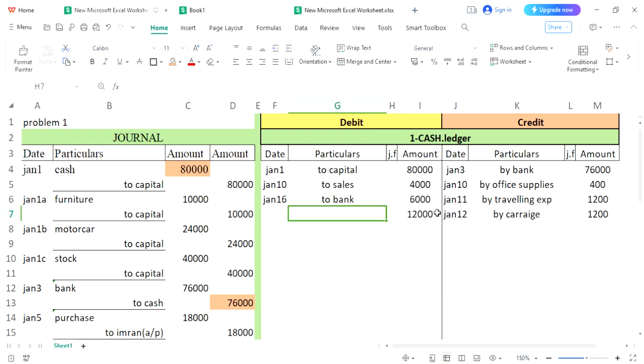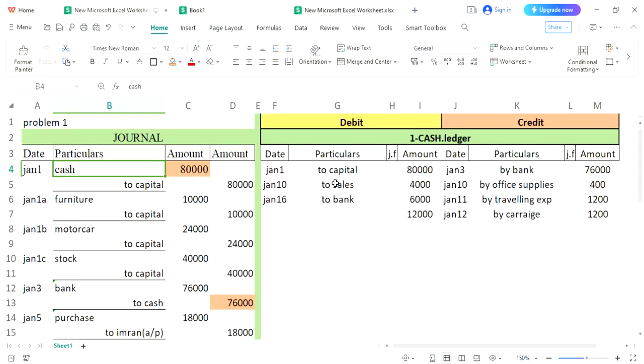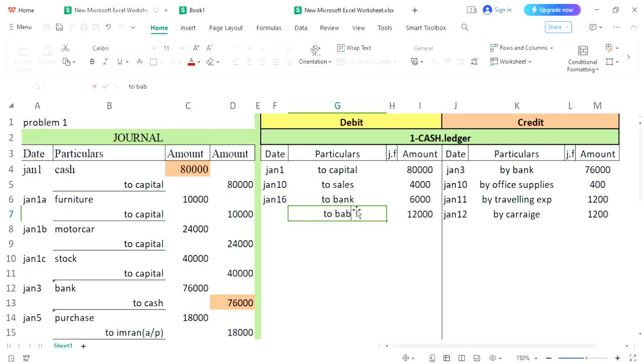Let's see why cash was debited by 12,000. Here you can see 12,000 is debited. What is written on the opposite side? That is Babar account receivable. We will go and write Babar, and he was your account receivable. So we will mention it account receivable. It is though very important.